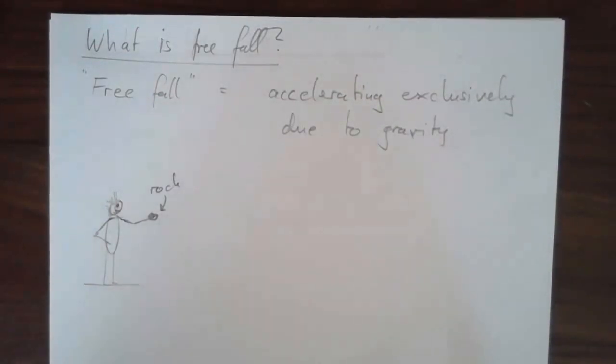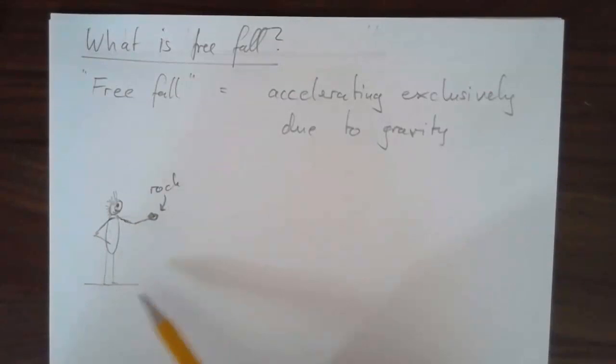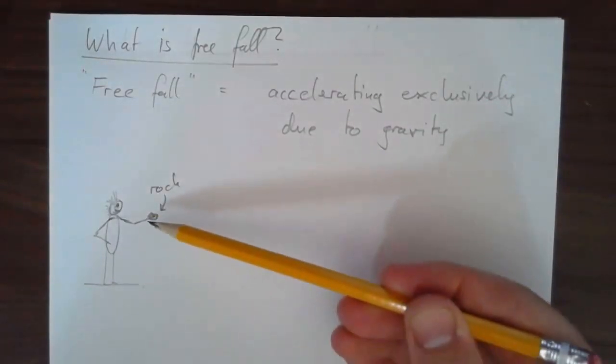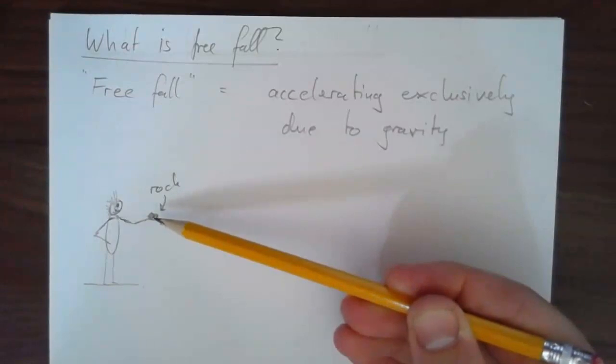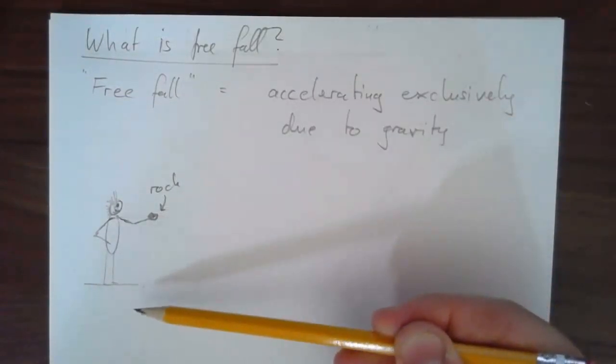So I drop this, and does the object fall with a constant velocity, or no? Right? You can do this at home, you just drop an object, and you film it with your camera, you can just take a phone, or some cheap digital camera, and then you watch the video slowly, maybe even frame by frame, and you can see that the rock would be accelerating.